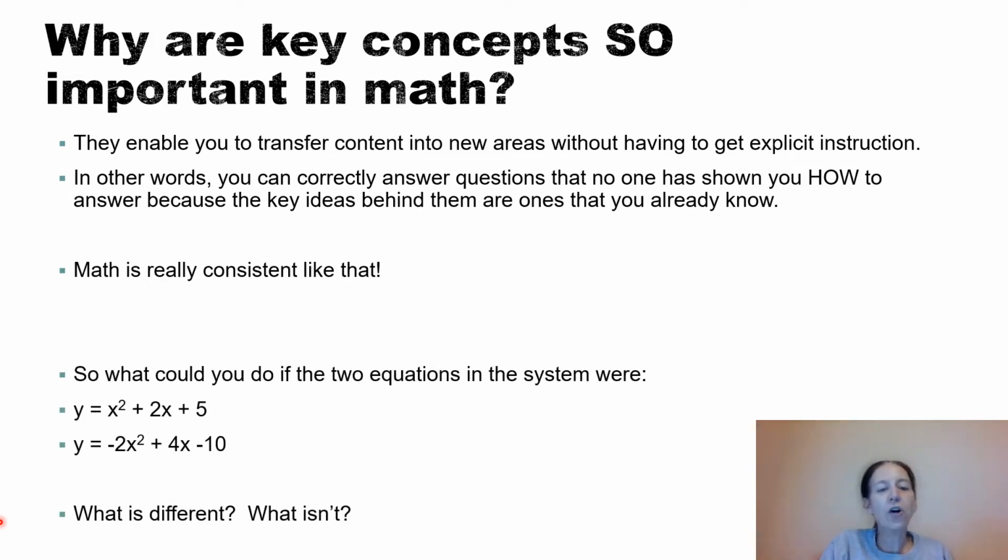So what could you do if the two equations in the system were y equals x squared plus 2x plus 5 and y equals negative 2x squared plus 4x minus 10? I want you to think about what is different and then what isn't. So I'm going to pause for a second. I'll let you pause the video if you want to. And I want you to reflect on what about this is something you have not seen before and what about it is something that you've seen before.